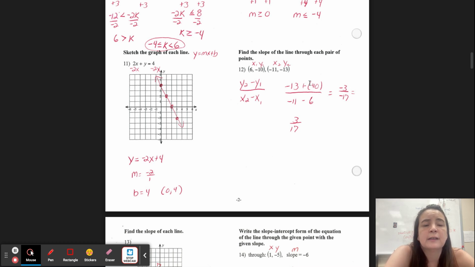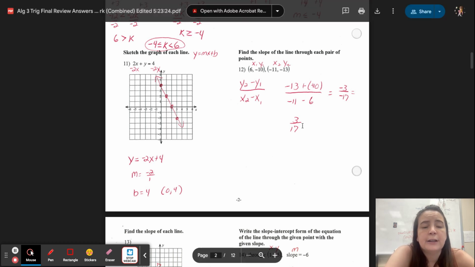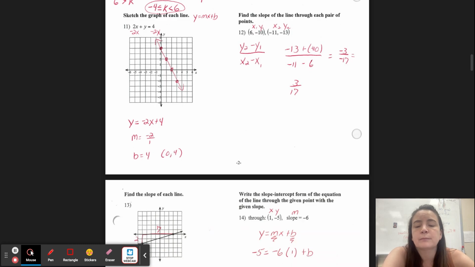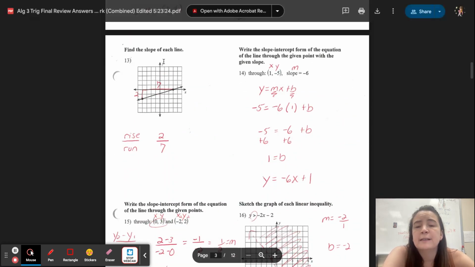So I have negative 13 plus 10 equals negative 3, and I have negative 11 minus 6 equals negative 17. Now, since it's a negative divided by a negative, I did change it to positive 3 over 17. You must simplify it. If it was something that could be reduced or divided nicely, you're supposed to do that as well.